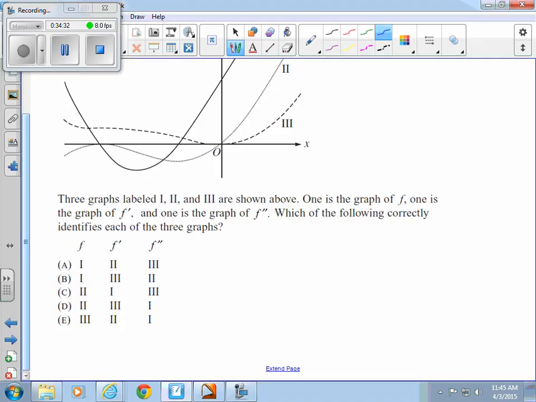Okay, these graphs labeled 1, 2, and 3 are shown above. One of the graphs is F, one is F prime, and one is F double prime. Which of the following correctly identifies the 3 graphs? So this is a real AP question. What are you thinking? How are you getting there? What are you thinking about?